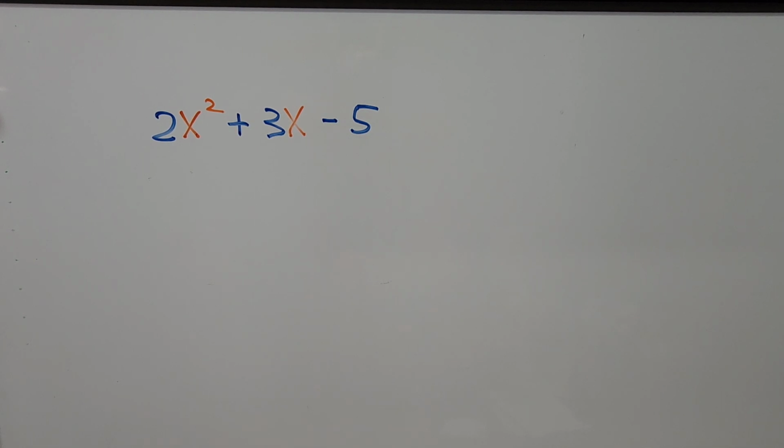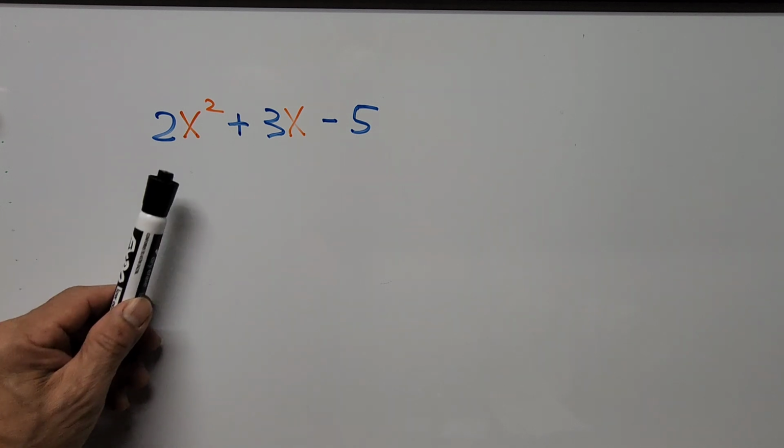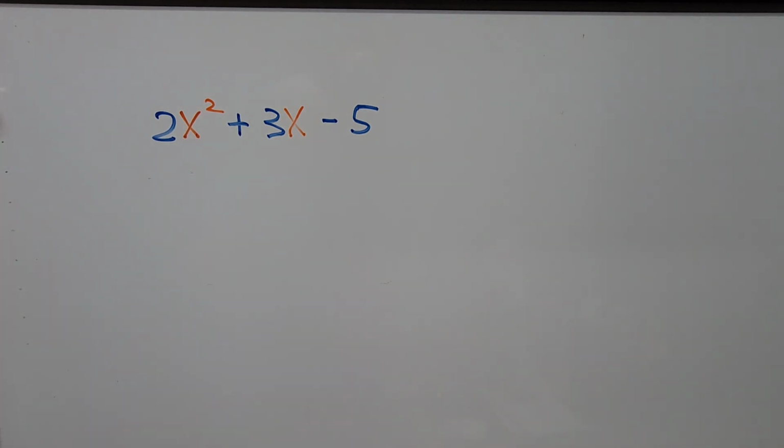Here we're going to factor this given trinomial in quadratic form. We have 2x squared plus 3x minus 5. So here we'll be using the new way how to factor this trinomial in quadratic form.